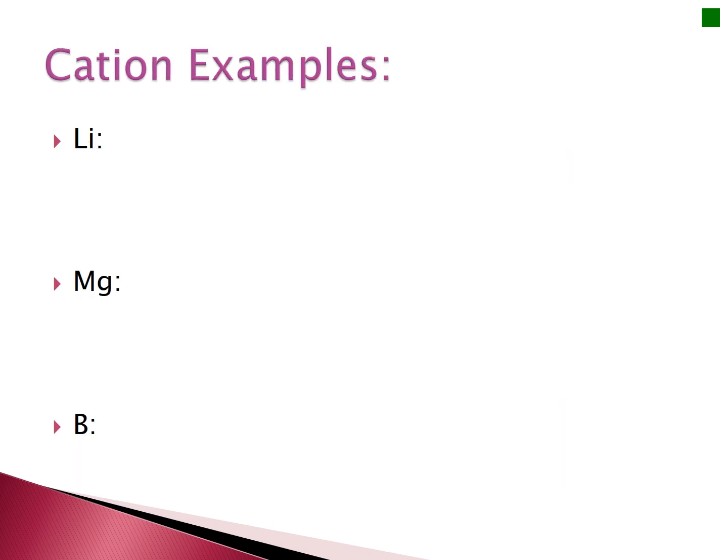Okay? So cation examples. Let's try these. So lithium. Lithium's Lewis dot, it has 1 valence electron, so it would only have 1 dot on the top. Or you could draw it like lithium where it has a dot on the side.